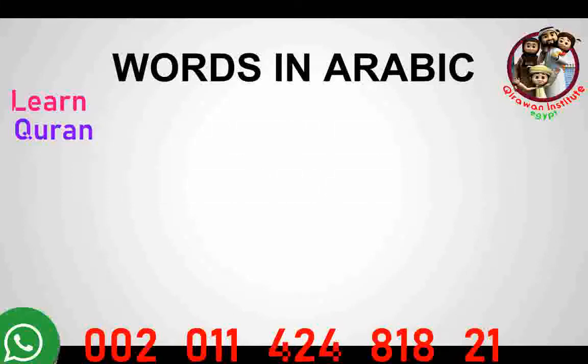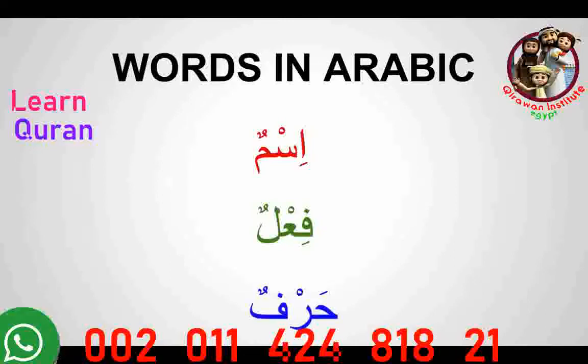The first thing we have to know is called an ism. It's written as ismun. The second word is called a fa'al. So fa'alun. It's called ismun, fa'alun. And the third word is called harf. It's called harfun. So we got ism, fa'al and harf. So we'll be learning what these three mean.